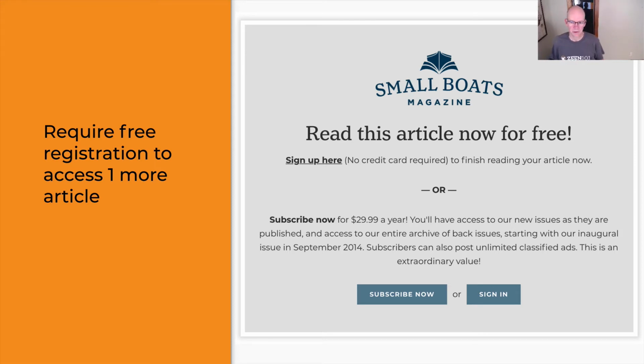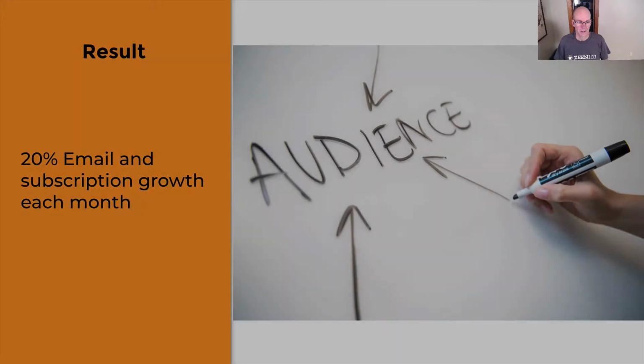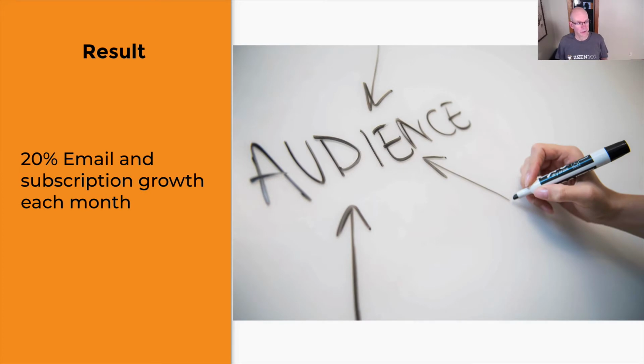So this free registration promises that they can read the article for free. And this works better than a pop-up because they're on a piece of content that they really want to read. And what this publication is saying is, yeah, sure, you can read it. You can read it for free, in fact, but we just want you to register. Now, what happened? The free registrations came in because free sells pretty good. And they have been seeing month over month a 20% gain in their email list growth and in their paid subscriptions. And that's a pretty amazing result for a very simple change on their website.